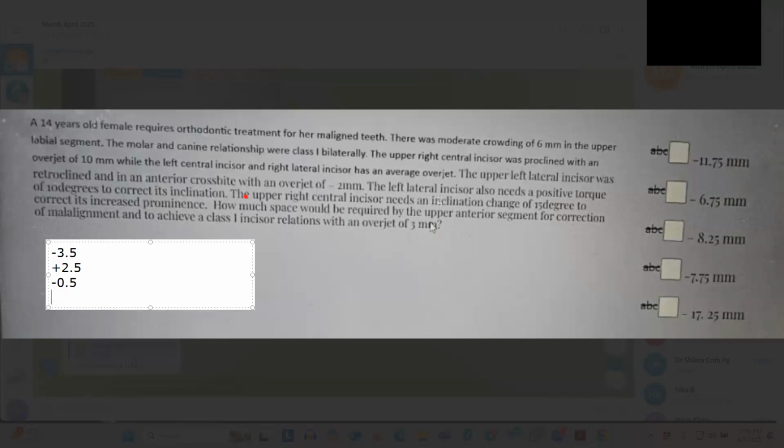Then they say the upper right central incisor needs an inclination change of 10 degrees to correct its increased prominence. It means you're decreasing the inclination of that central incisor by 15 degrees, right? So for a 10 degree decrease in inclination, if these are 4 incisors, it's 2 millimeter. If it's 1 incisor, 0.5 millimeter. And for 15 degrees, that is 0.75. And that's a space gain, right? So that is plus.